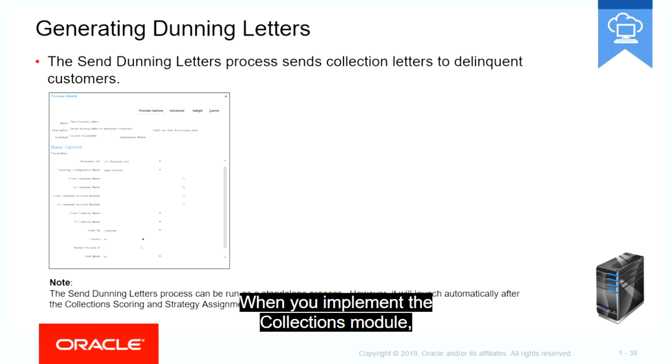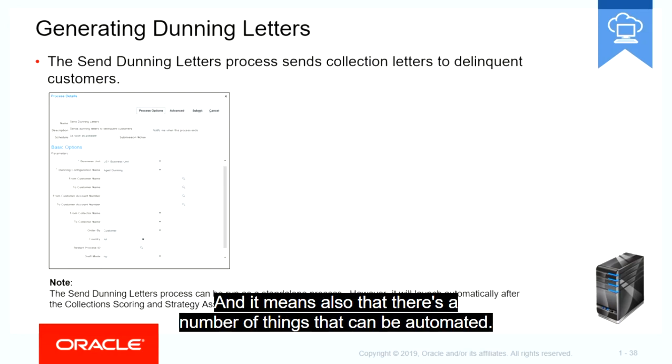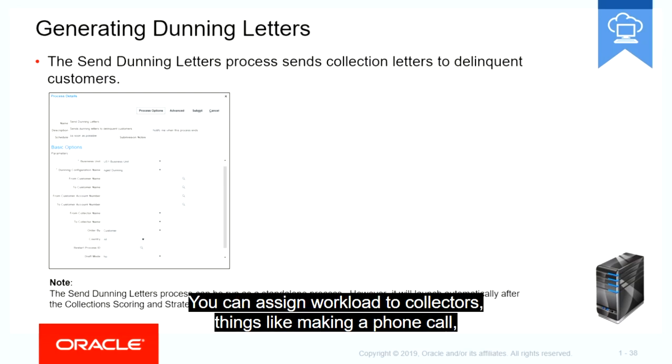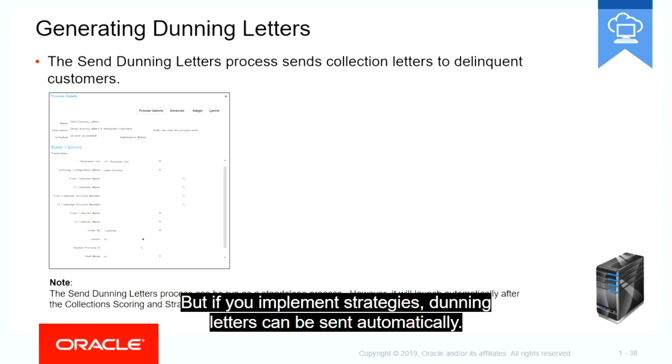When you implement the collections module, you're going to decide if you're going to implement strategies or if you're only going to do dunning. Okay, so what are strategies? So, briefly, let's explain what that is. Strategies include dunning, and it means also that there's a number of things that can be automated. You can assign workload to collectors. Things like making a phone call, review the customer credit limit, et cetera, et cetera. But if you implement strategies, dunning letters can be sent automatically.